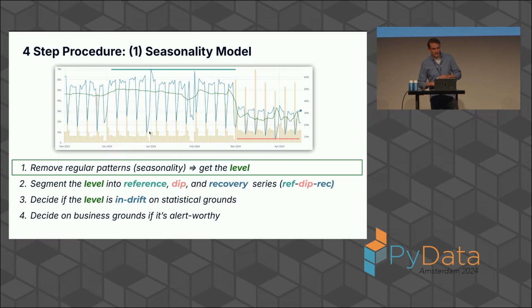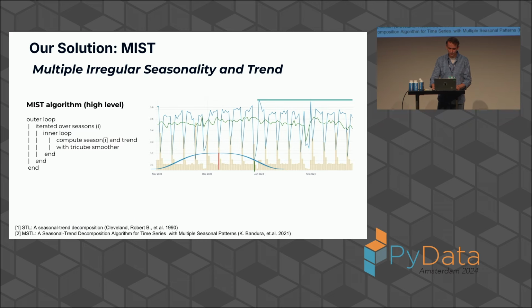All right, so after the challenges, let's get into the concrete procedure and go step by step. First one: remove regular patterns. We have a pretty simple algorithm, inspired by a recent algorithm called MSTL, which is in turn an adaptation of a classic algorithm called STL, seasonal trend decomposition. What seasonal trend decomposition does is decompose the series into the seasonal part and the trend part, for only one season. What MSTL does is loop this STL in an outer loop and estimate multiple seasonal components.